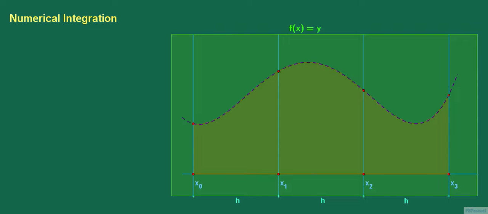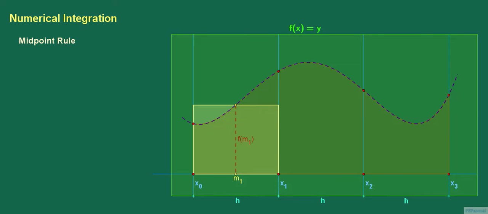A third type of Riemann sum is called the midpoint rule. As the name suggests, this uses the y value at the midpoint of each subinterval. So for example, on the first subinterval, halfway between x sub 0 and x sub 1 is m sub 1. Find the y value there. Use this y value to form the rectangle, and then the area of the rectangle estimates the area underneath the graph of f. We replicate this idea for the other subintervals.